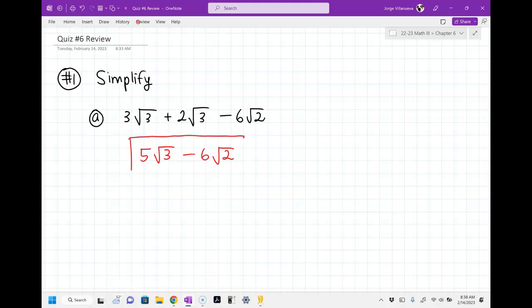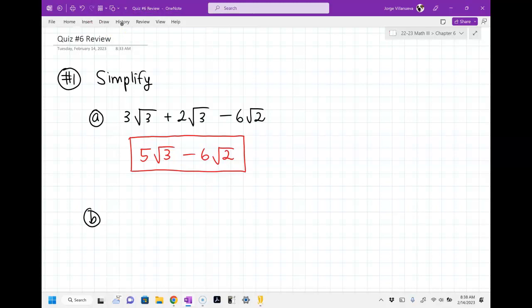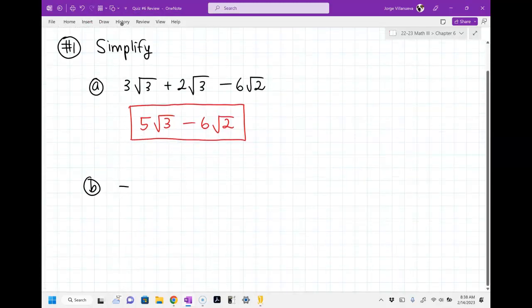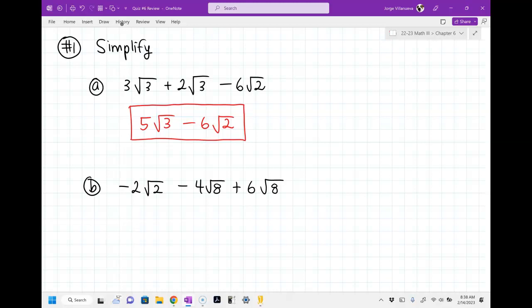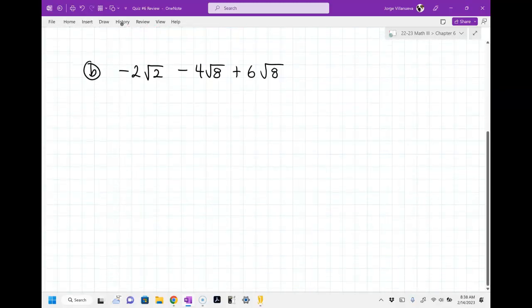So usually these problems are not meant to be super difficult, but sometimes based on the numbers they give you, it can take you a little bit longer to simplify. All right, so let me give you one that looks a little different that we are going to have to do some work for. So negative 2 square root of 2 minus 4 square root of 8 plus 6 square root of 8.